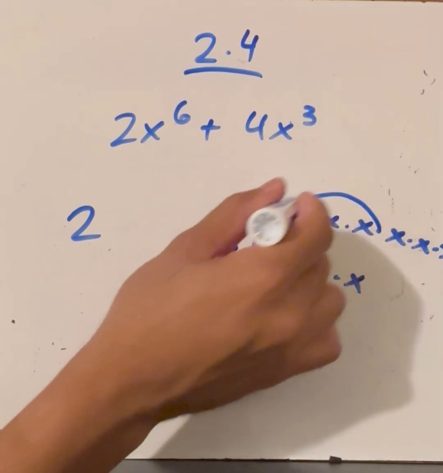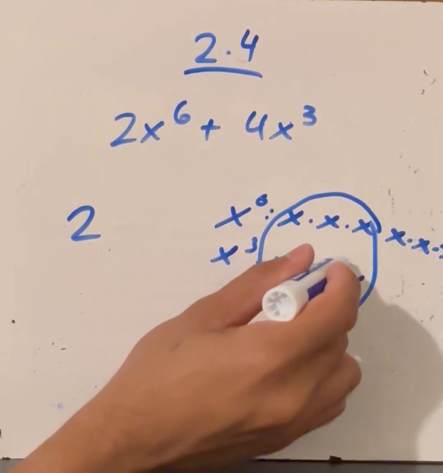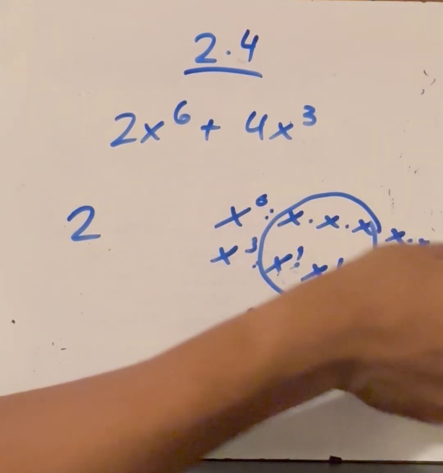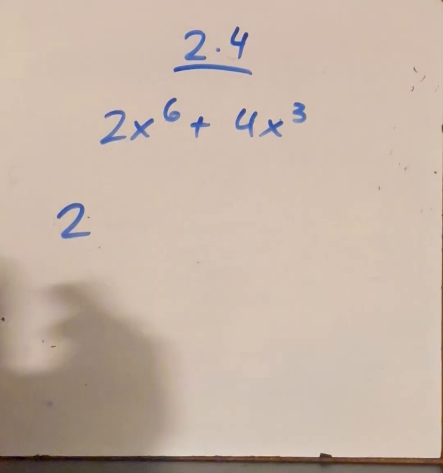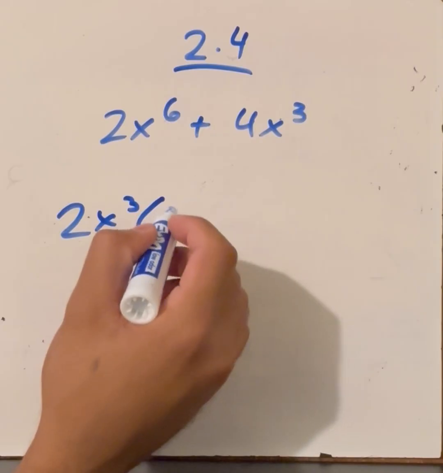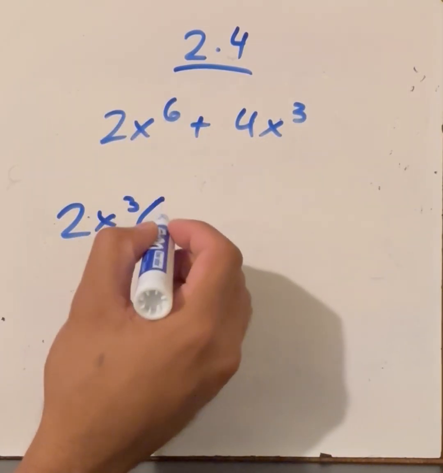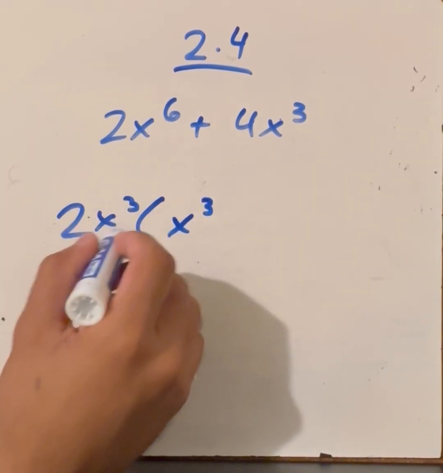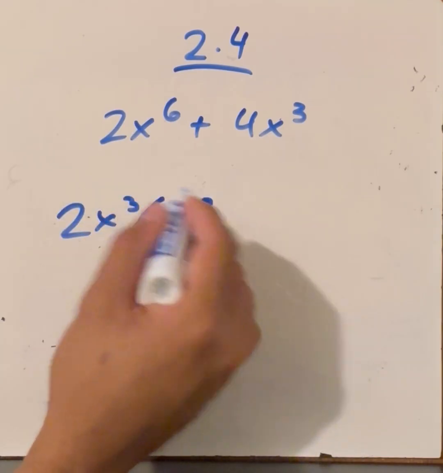So they both have 3 in common, which makes this x to the third, right? Because x to the 1 times x to the 1 times x to the 1 is x to the third. Okay, so the highest number that they both have in common is 3, right? So we can pull that out of both of them. Okay, and so if we pulled this out of that, what's 6 minus 3? 3, right? So 2x to the third times x to the third, we would be able to add the exponents based on our rule, right? And that gives us 6.